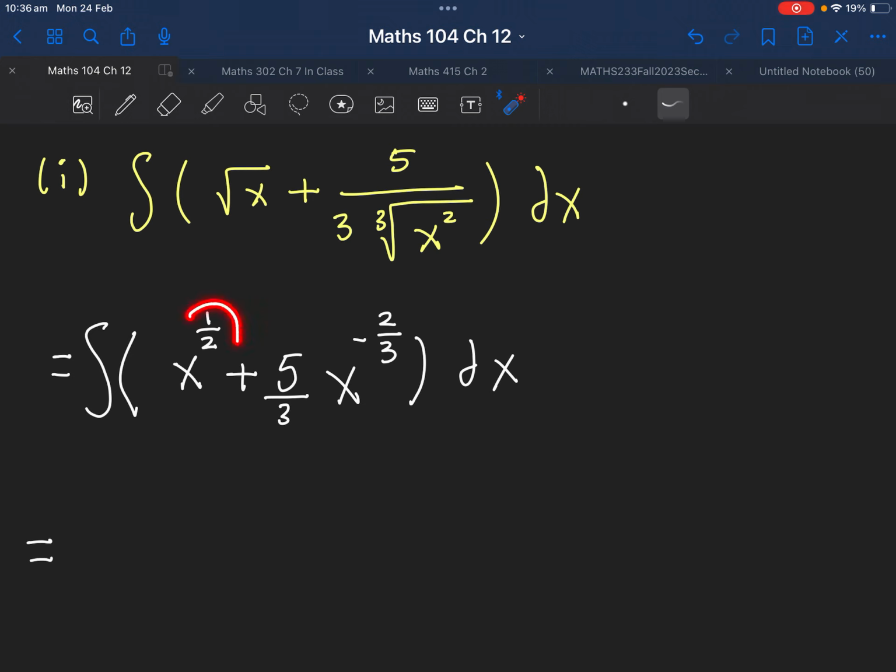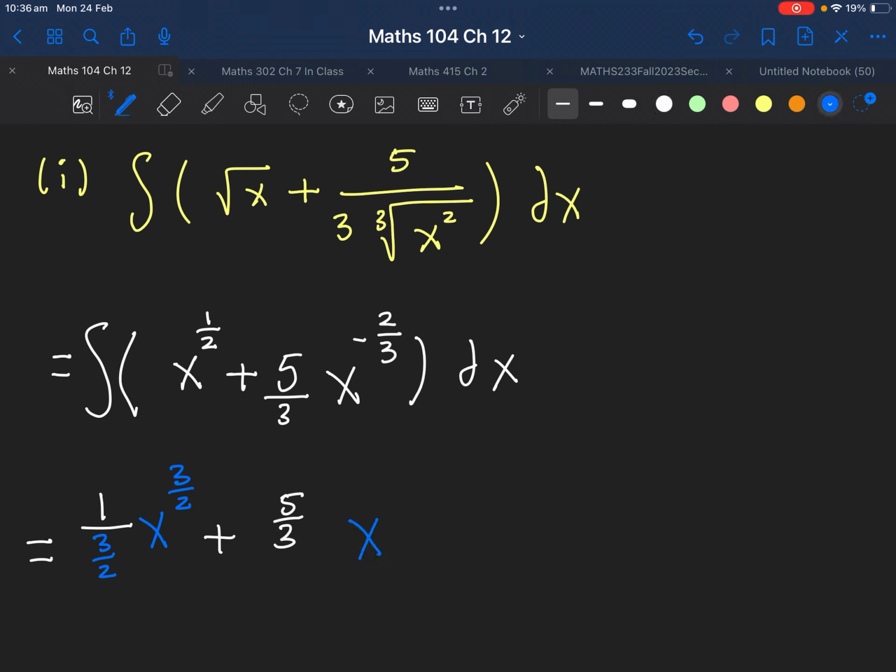How we do the integration? Negative half, we add 1. It will become x power 3 over 2. And then you divide by this number here, 3 over 2. Plus 5 over 3. And now it will be x to the negative 2 over 3. If we add 1, it will be x power 1 over 3. And then we divide by this number, plus c.